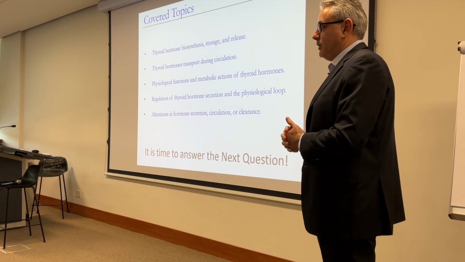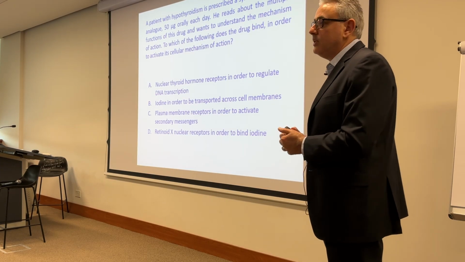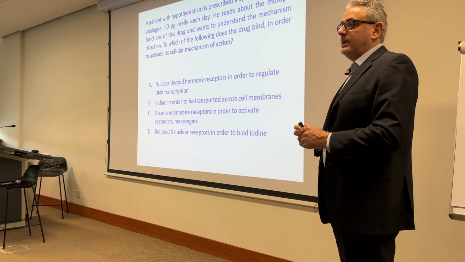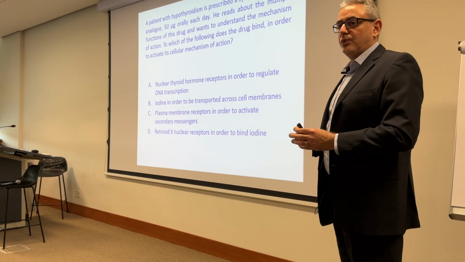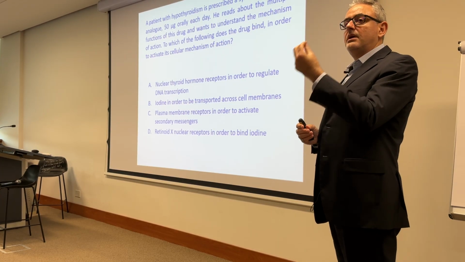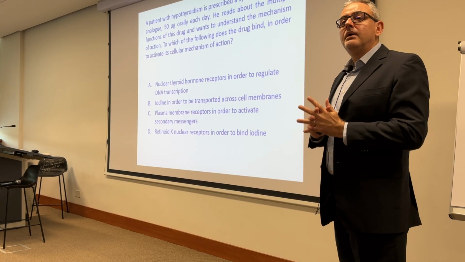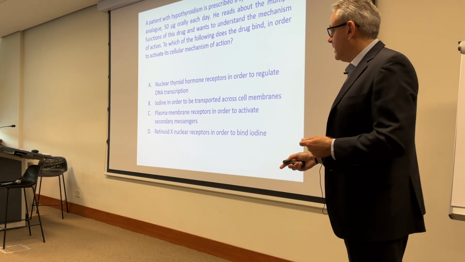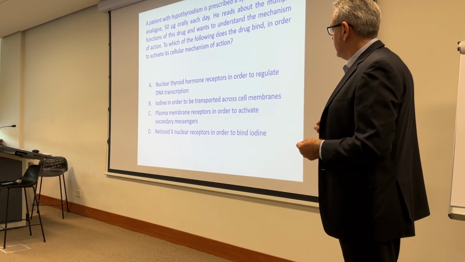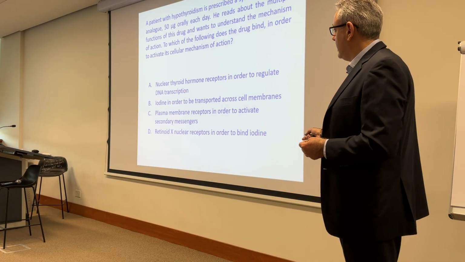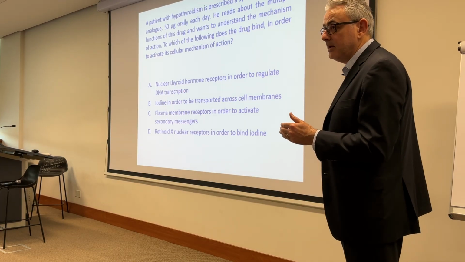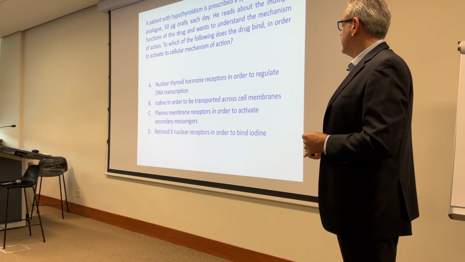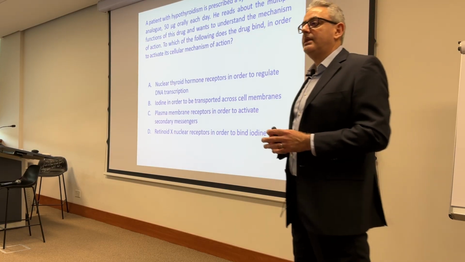These are the covered topics today. And now it's time to answer the question again. This person has a problem with the thyroid gland. It's not secreting thyroid hormones. And the person is on daily intake of thyroxine. Where would thyroxine bind to increase its metabolic rate? A: Nuclear thyroid receptors in order to regulate DNA transcription. B: Iodine in order to be transported across cell membrane. C: Plasma membrane receptor in order to activate secondary messengers. D: Retinoid X receptor in order to bind iodine. Which one? What is your answer?